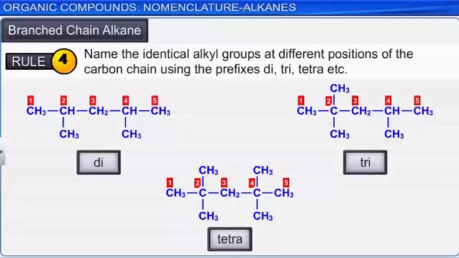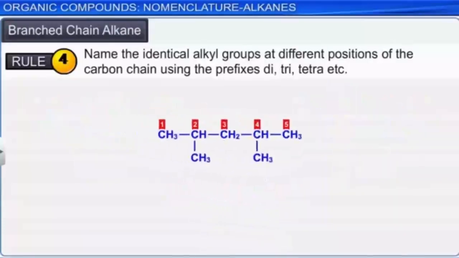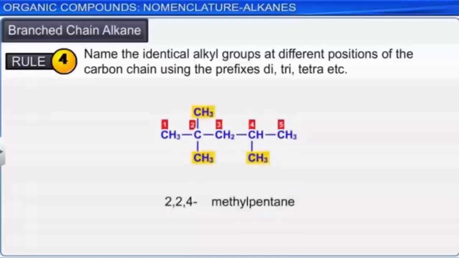For example, while naming the following compound that has 2 methyl substituents at 2 and 4 positions, the prefix di is used. Hence, the name of the compound is 2,4-dimethyl-pentane. Similarly, the prefix tri is used while naming the following compound. Hence, the name of this compound is 2,2,4-trimethyl-pentane. The position numbers of the substituents are separated by commas.